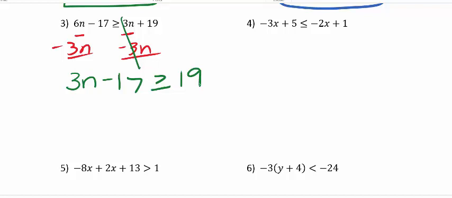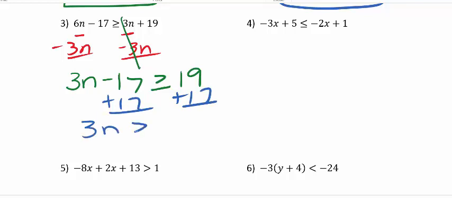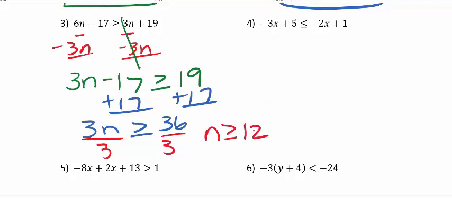Now we're going to get our constants together on the right-hand side. We do that by adding 17 to both sides. And we get 3n is greater than or equal to 36. And then our last step is to get n by itself. We do that by dividing both sides by 3, and we get n is greater than or equal to 12, because 36 divided by 3 is 12. Now, we divided by a positive number, so we leave the inequality alone.